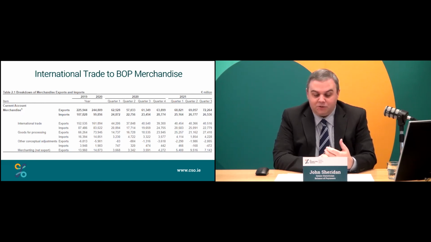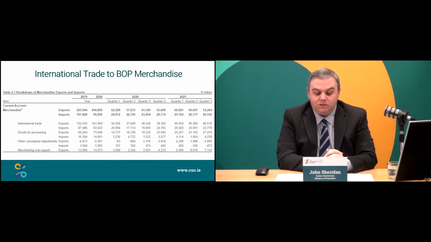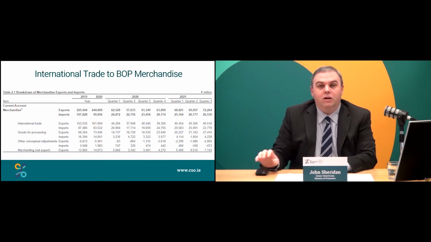Our international trade imports are down compared to last quarter, but up compared to last year, while our goods for processing imports are increased compared to last quarter and also increased compared to last year. So we can see that the increase in net exports, again, is driven by the increase in exports, but this is predominantly being driven by increases in goods for processing.